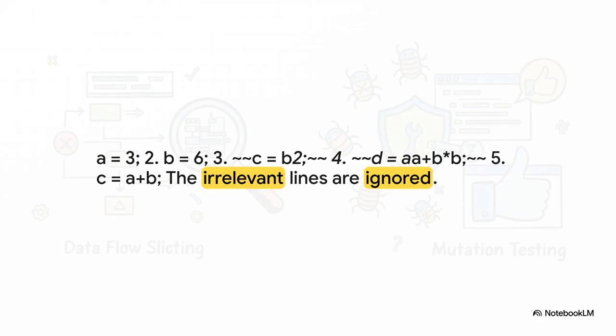Well, we need line 1 where A is defined, and line 2 where B is defined. That's it. The calculation for D on line 4? Totally irrelevant. Even the old value of C on line 3 doesn't matter for our specific problem. The slice lets us just ignore all that noise, making our job way, way easier.